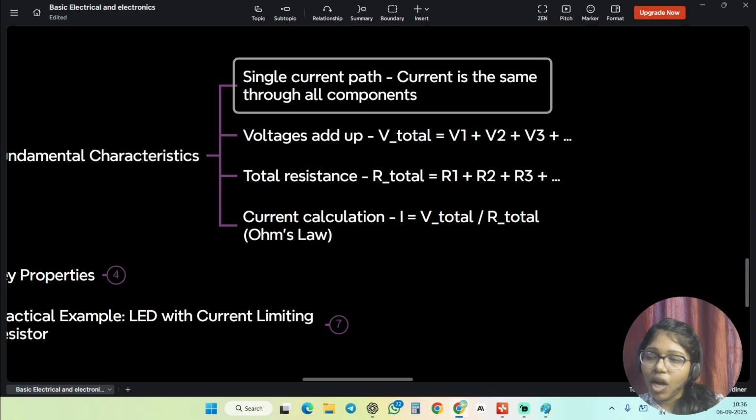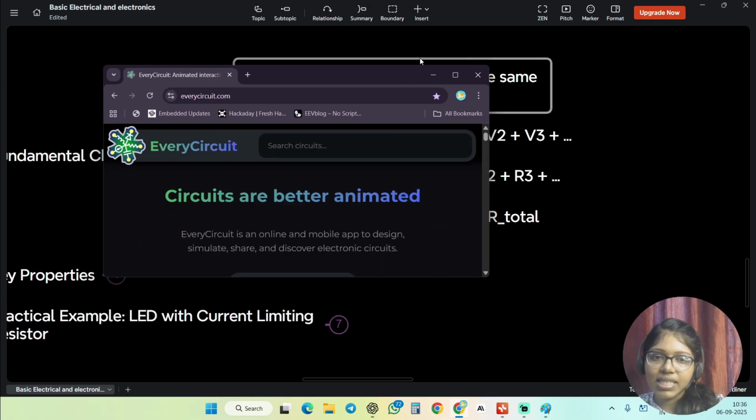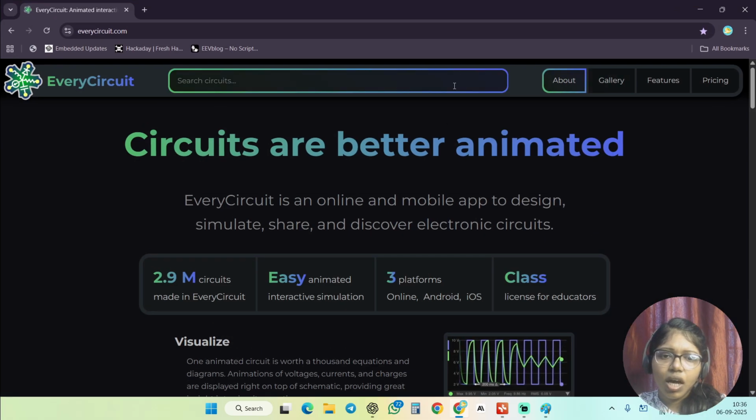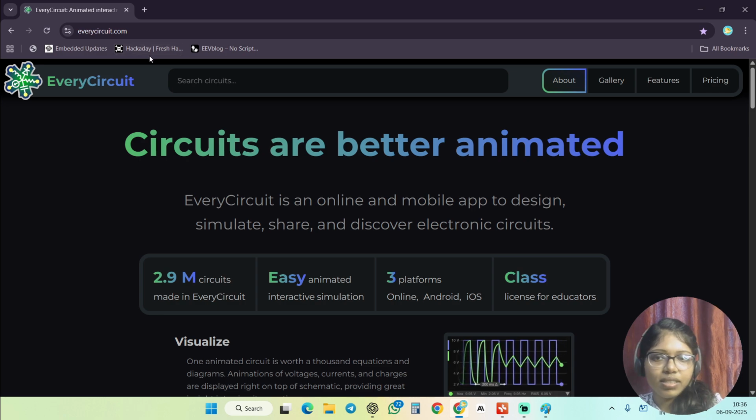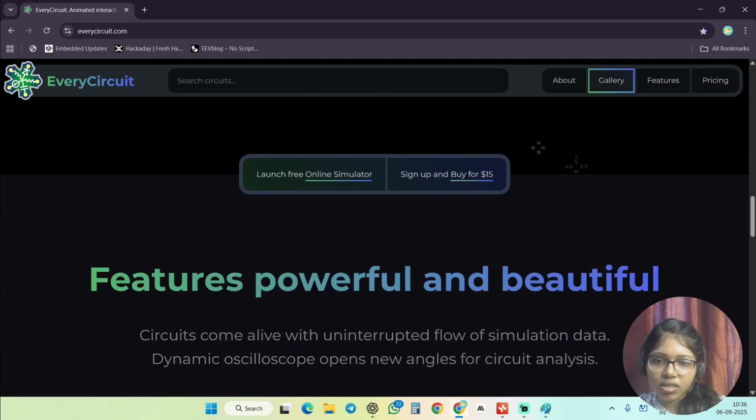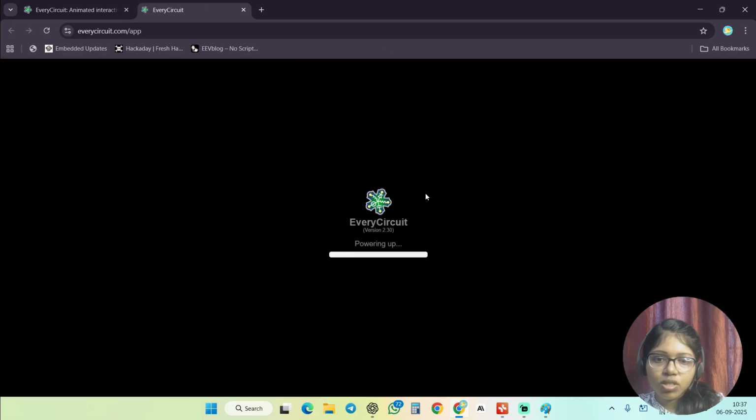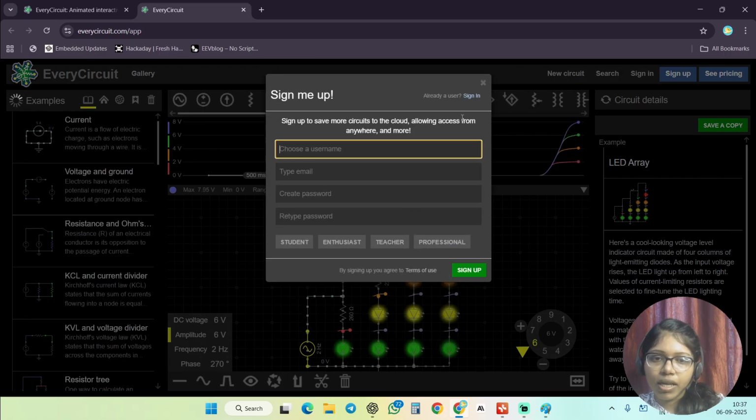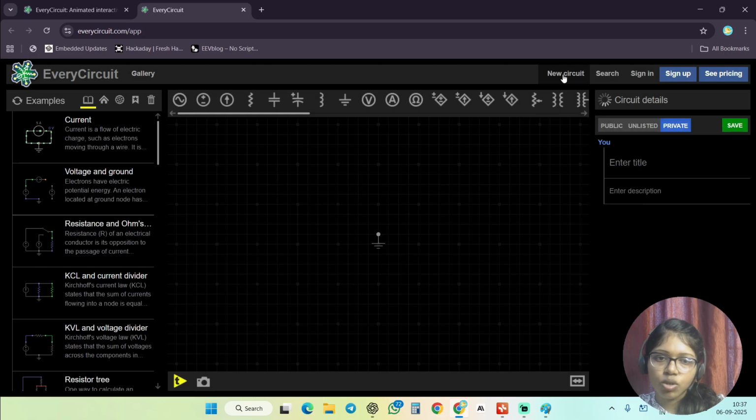Now we will see a very good example of the series connection, drawing some example of how the series connection works. I'm using this circuit website to show how resistors connected in series manner actually work. I'm opening a new circuit and simply taking two resistors.